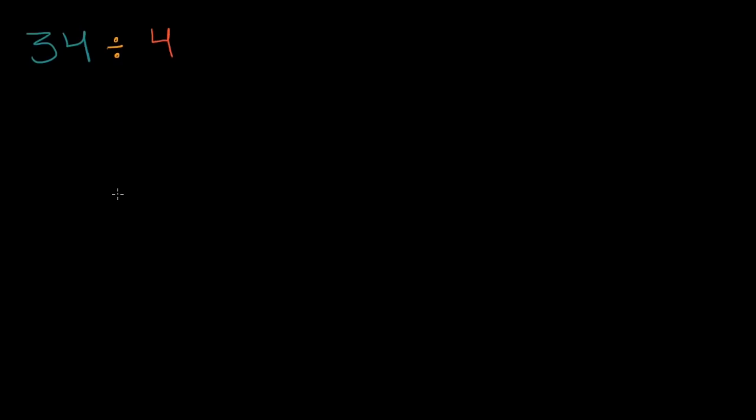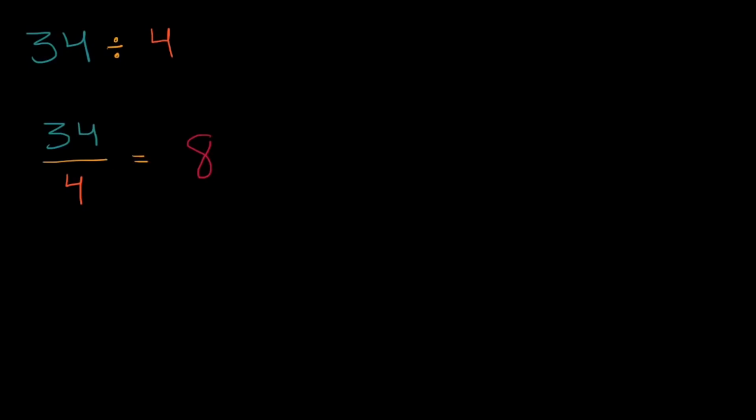All right, so as we just said, we could re-express this as a fraction. This is the same thing as 34 divided by 4, or 34 fourths. Now what is this going to be equal to? Well, 4 goes into 34 8 times, and you're going to have 2 left over. So this is 8 and 2 fourths.